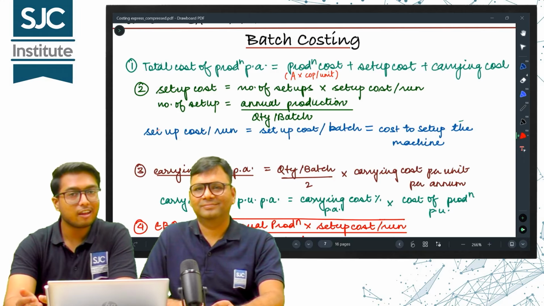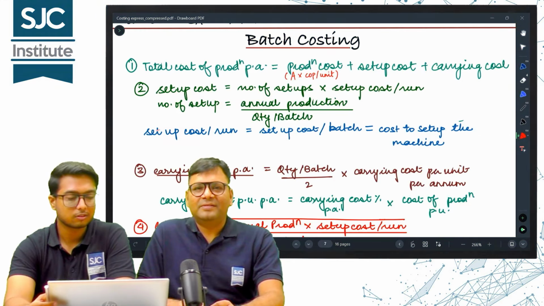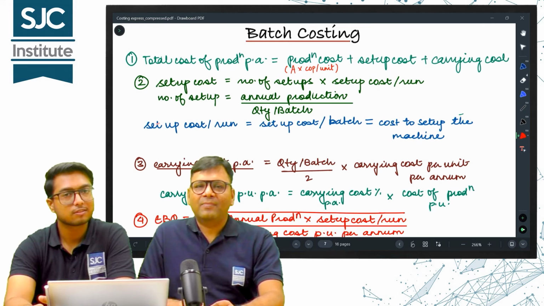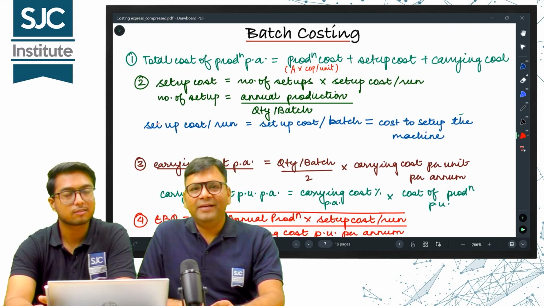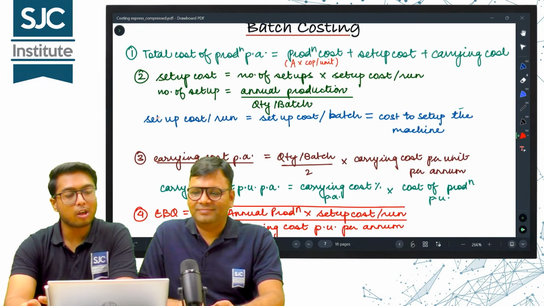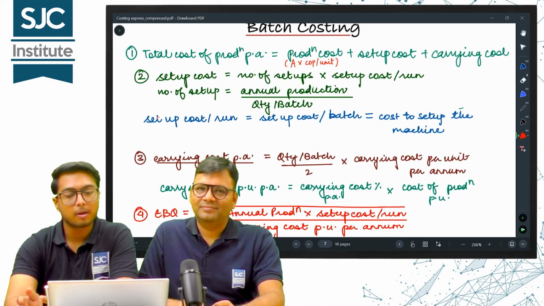Batch costing. In which organizations is batch costing used? First, it is most popular in case of pharma, medicines, biscuits and other daily eatable products. Now, what is the cost of production per annum? The total cost is equal to production cost plus setup cost plus carrying cost.